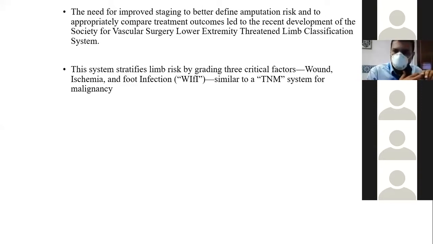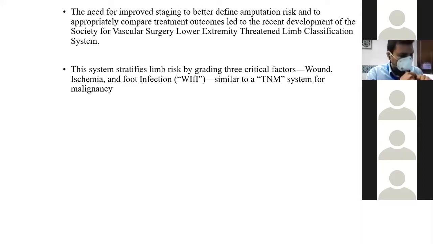So currently Wi-Fi scoring has been used internationally in different studies. Wi-Fi is basically wound, ischemia and foot infection. Collectively, they have used it like in TNM staging. They have components. One is ischemia and infection.